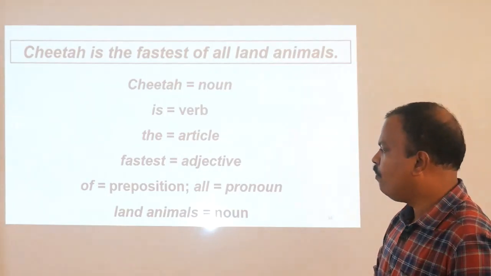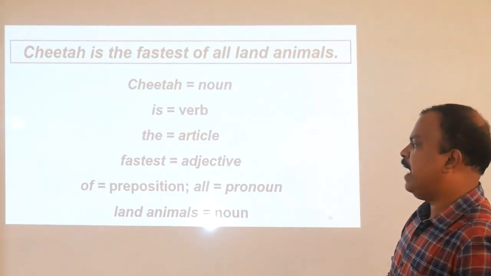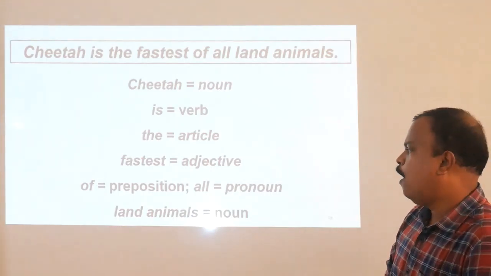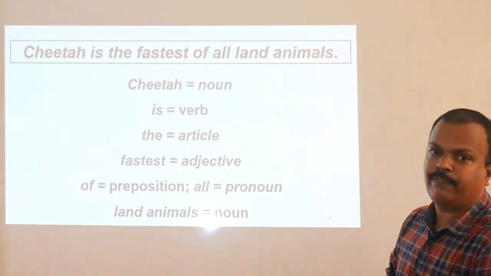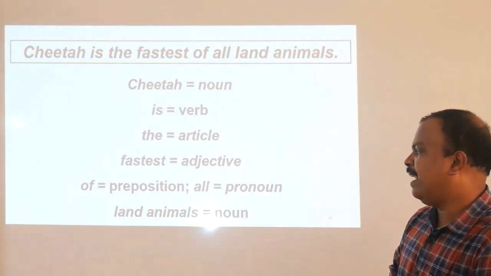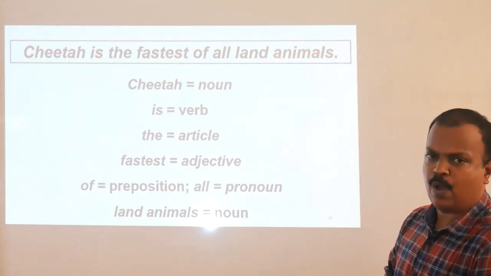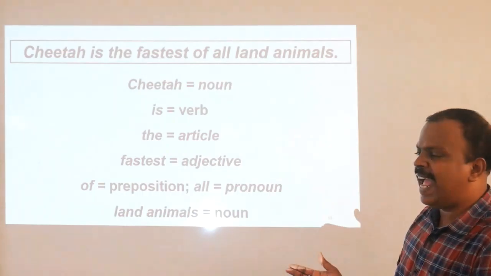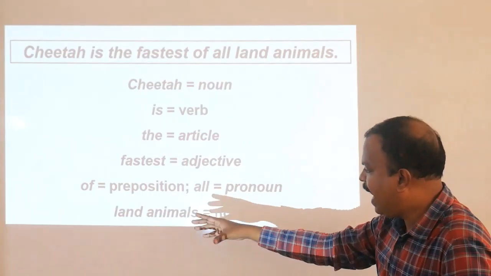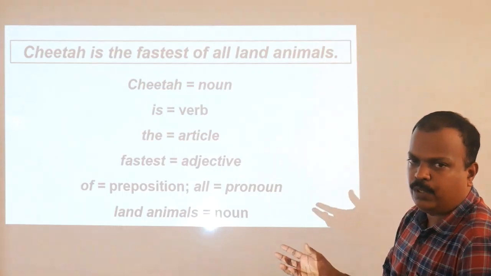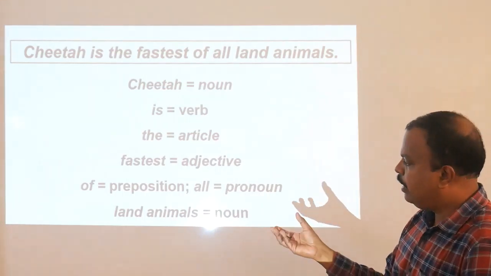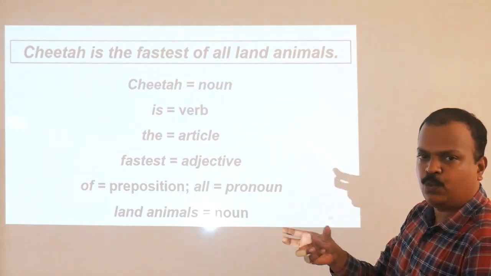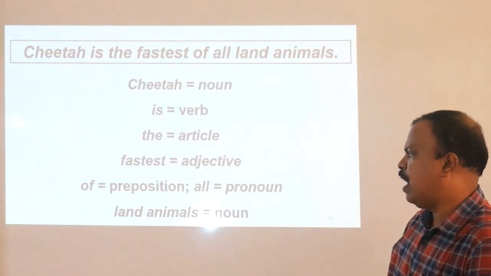Yes. So fastest is the adjective, of is a preposition, all is a pronoun. Yeah, all is a pronoun again. Yes, it's called an indefinite pronoun. And land animals is a noun, right? You can separate land and animals, but even though they are two different words, they're acting together there, and it makes sense to say that it's just one term, and it is a noun.